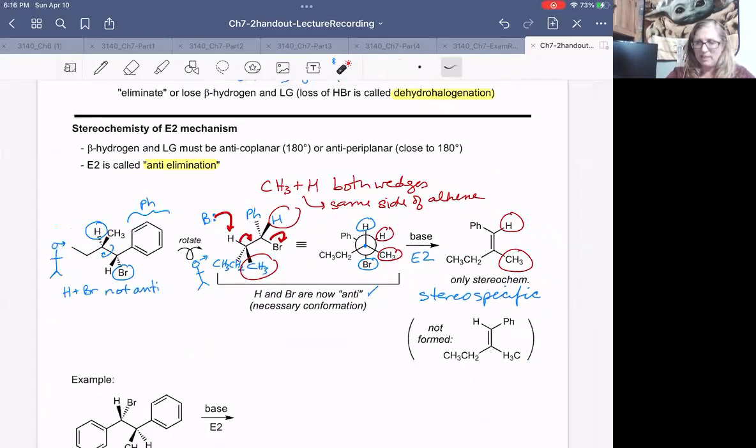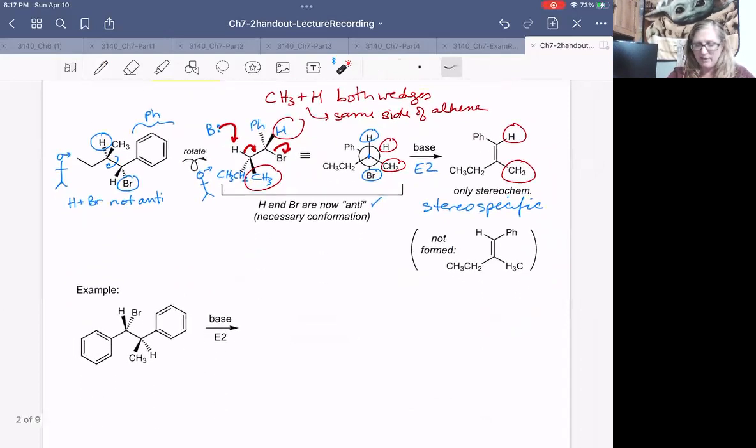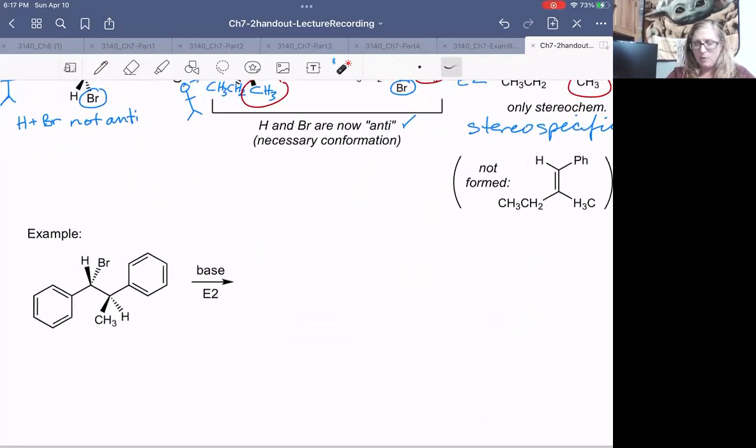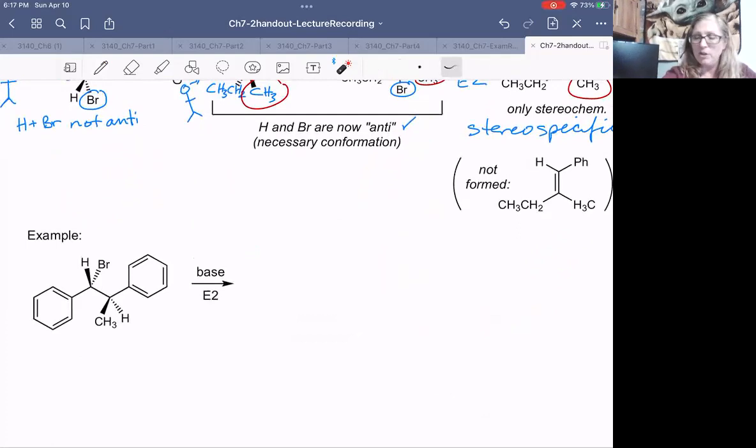Okay, so let's take a look at another example. Again, if you want to try this on your own, you can pause and work on it, but we'll go through it together. So first of all, identify my leaving group. That's always step one, find your leaving group. That's pretty easy to pick out because it's going to be a bromine, chlorine, iodine. It's going to be one of the halogens.